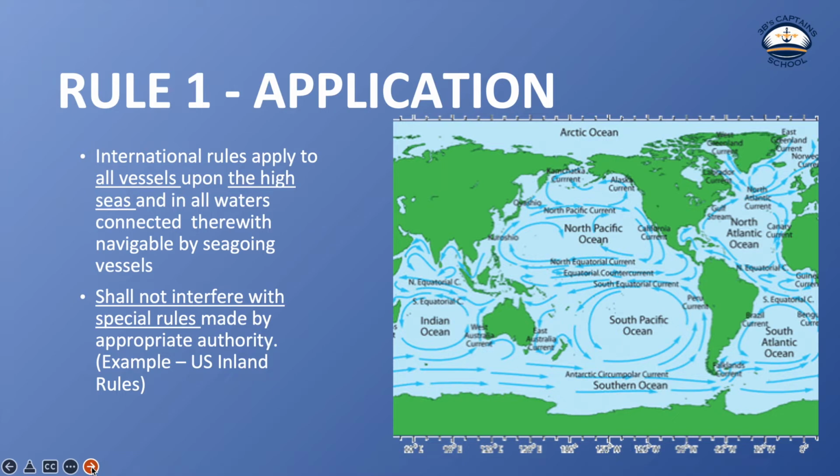And then we made special rules in the United States, and those rules start at our demarcation lines, which we'll cover in a further video.